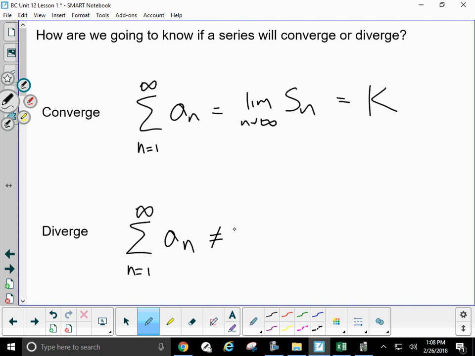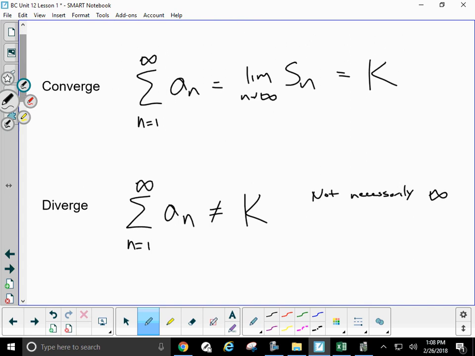Now, a series diverges if the limit does not equal a value. It's not that we're going to approach infinity, okay? It's just that we won't approach a specific value. As long as it's not approaching a value, we have a situation where it's not converging. So let me give you an example of not approaching a value.